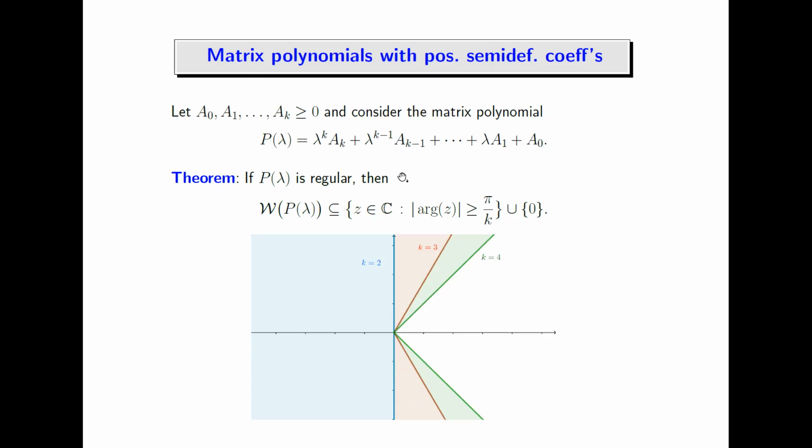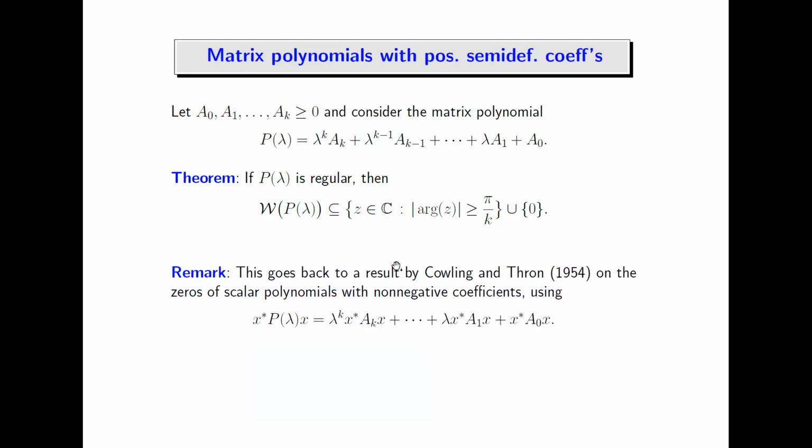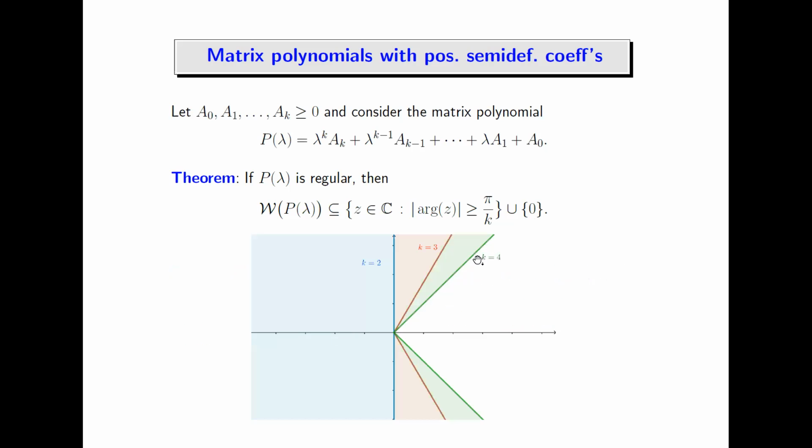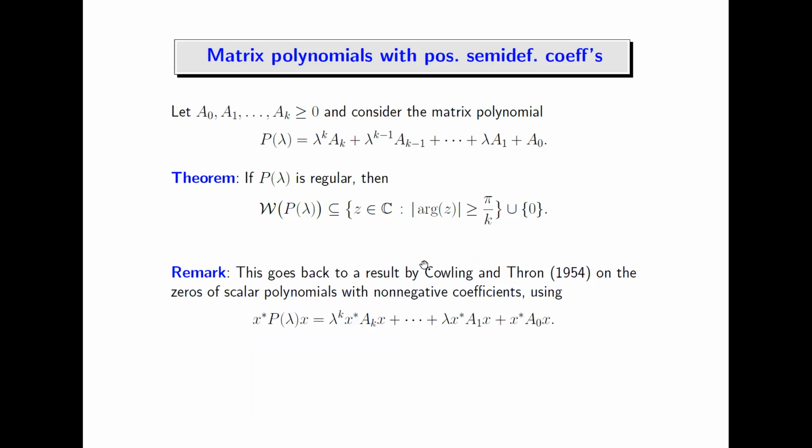Why is this the case? This is actually quite easy. This goes back to a result by Cowling and Tron on the zeros of scalar polynomials, because for the numerical range, if you look at this, you just get a scalar polynomial here with non-negative coefficients, and it is known that the zeros then must be in this region. And actually the bound is sharp. If you look at this polynomial, then you indeed have roots exactly on these lines that are given here.